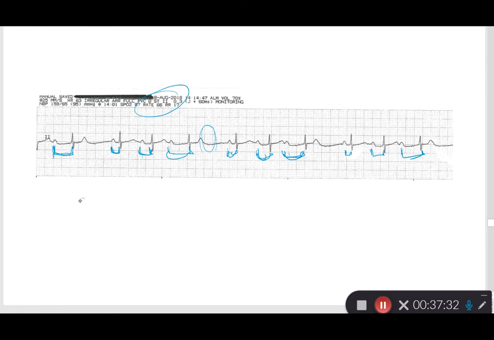So this is going to be a second degree heart block, or you can write AV block. Wow, that's a horrible B. Type 1, or you can say second degree heart block, Wenckebach. I just can't spell Wenckebach, so I'm going to say type 1, at 66 beats per minute. And that's all I need to write for that one. There's no underlying rhythm here because you're at a second degree heart block.